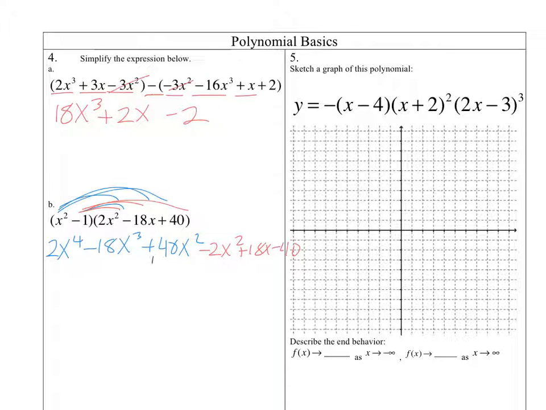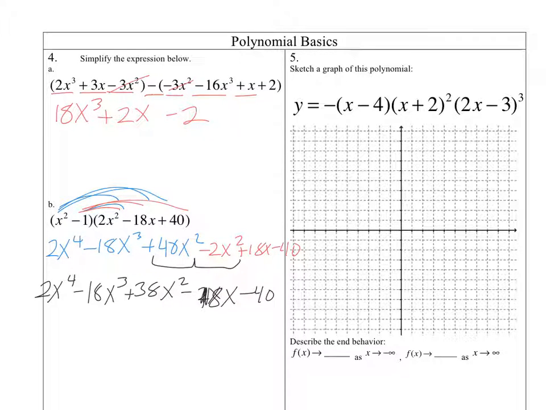And oh, look, I have a 40x squared and a minus 2x squared. That's 38x squared. I think those are my only like terms. So 2x to the fourth minus 18x cubed plus 38x squared minus 2x, minus 18x and minus 40 is my final answer there.